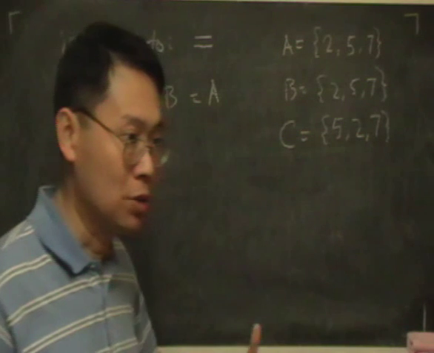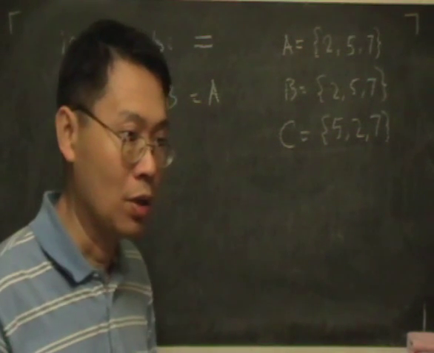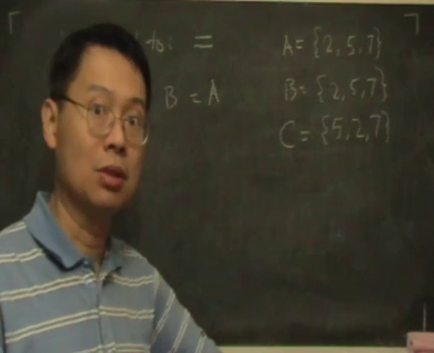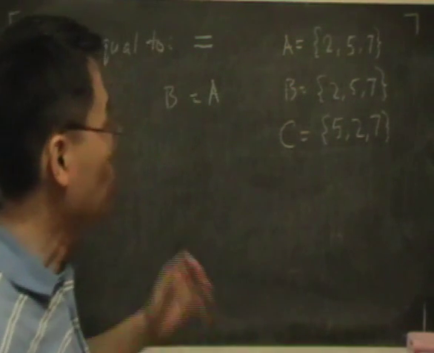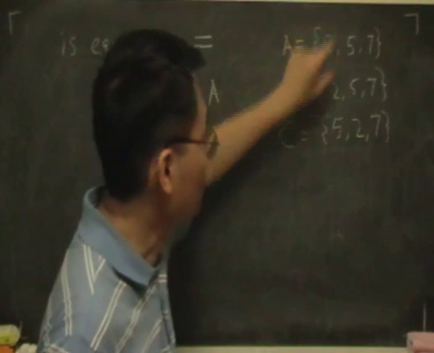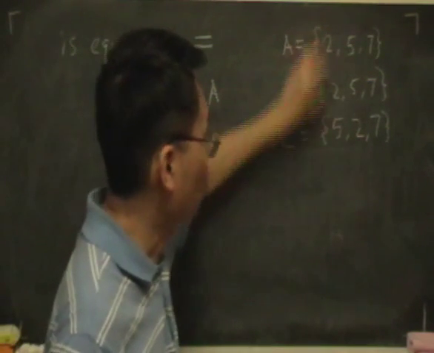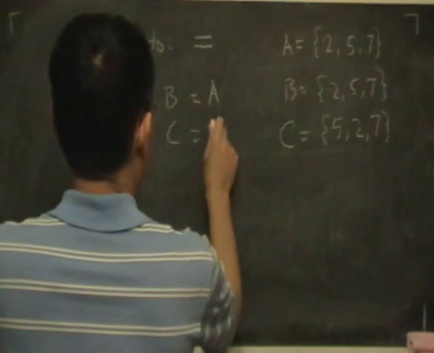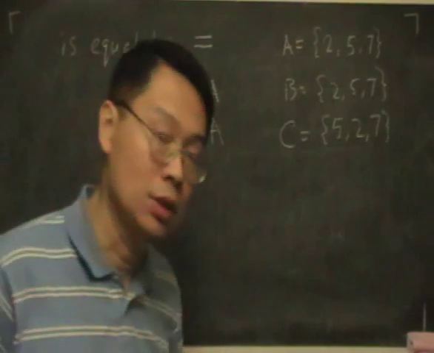So it does not matter how the elements are arranged. If you just imagine a bag full of things, it does not matter how the things are arranged. It can be in a complete mess, or it can be arranged in a row with some order. So as long as the elements are the same, it does not matter how they are ordered. So therefore, C is also equal to A. That's an important thing to know. The ordering is not important.